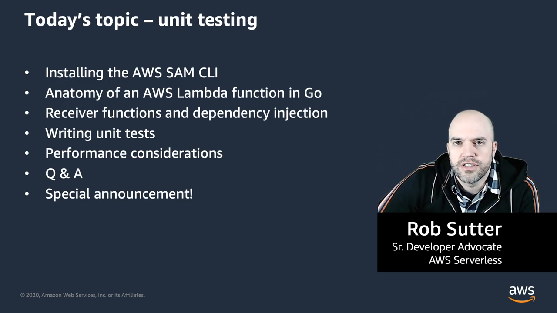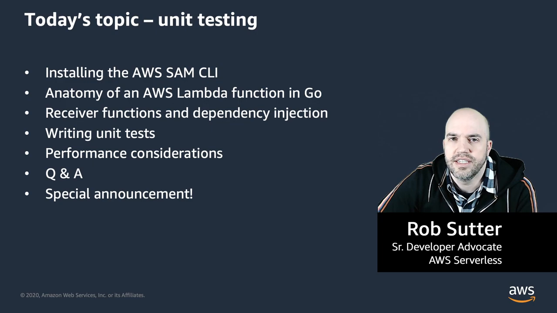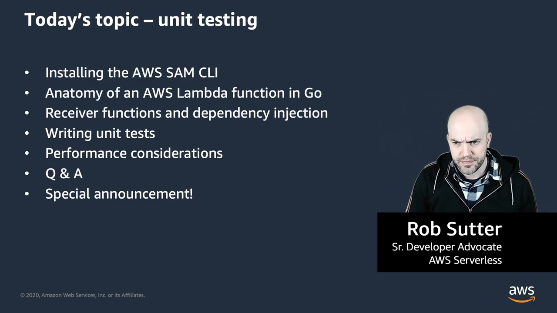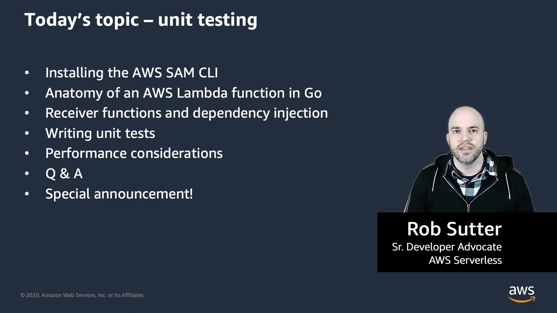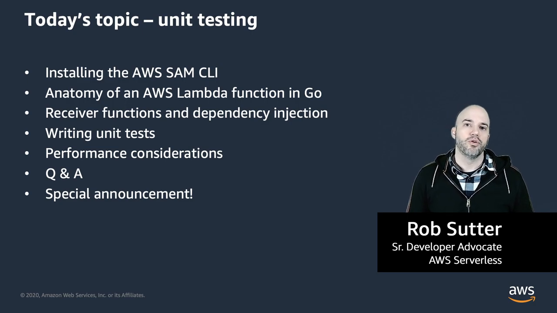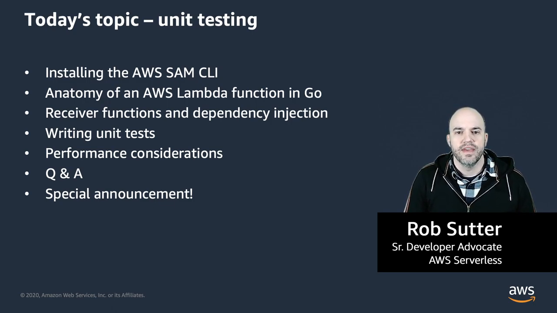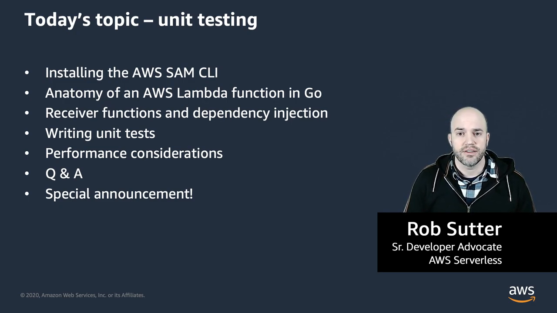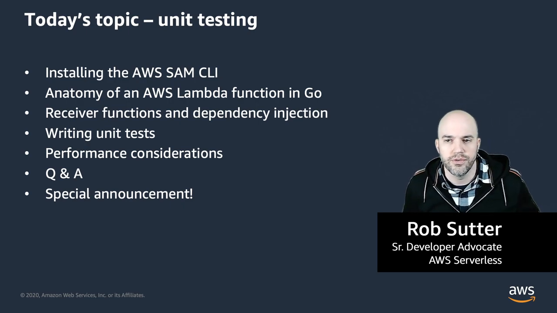So we'll create a function in Go, and then we'll do a little bit of a deep dive into the anatomy of a Lambda function in Go, how they work, what they look like from a type signature perspective. And then we do that so that we can understand the need for receiver functions and how they interact with dependency injection, or rather enable dependency injection to support our unit tests. Then we'll write a quick unit test, work through a couple aspects of it, and then move some initialization bits around in our code from the main function to the handler, so that we can see the performance considerations and see which one is better off for us and what might have you choose one over the other.